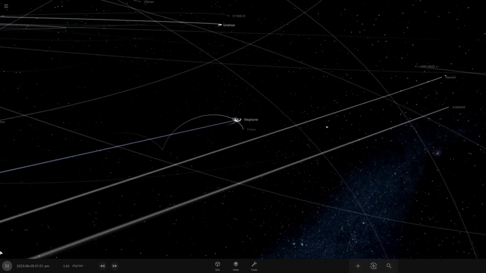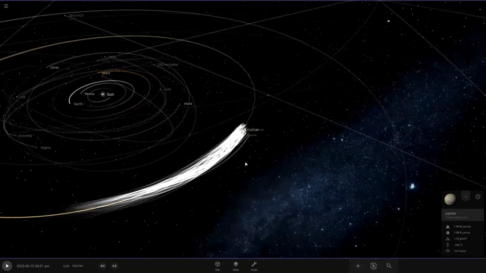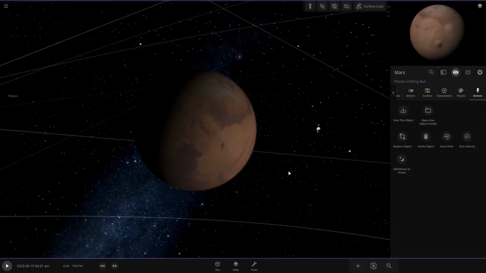Look at that. Triton's doing a big old backwards helix, and all the other moons are doing their own little thing. We can go to Mars as well. Let's check out Mars's moons. We don't want to leave Mars left out. Let's add Phobos and Deimos.